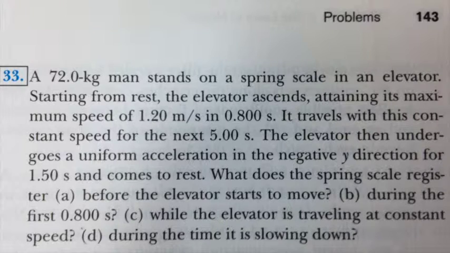A 72-kilogram man stands on a spring scale in an elevator. Starting from rest, the elevator ascends, attaining its maximum speed of 1.2 meters per second in 0.8 seconds. It travels with this constant speed for the next 5 seconds. The elevator then undergoes a uniform acceleration in the negative y direction for 1.5 seconds and comes to rest.